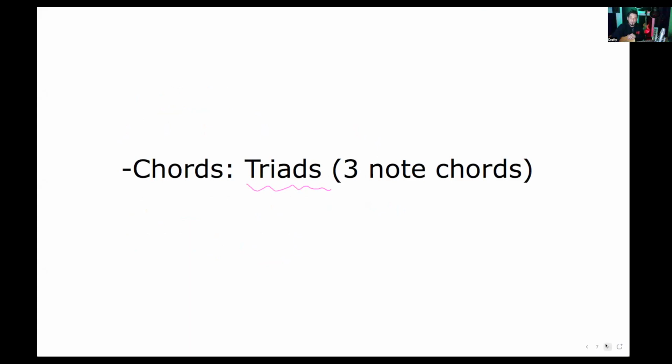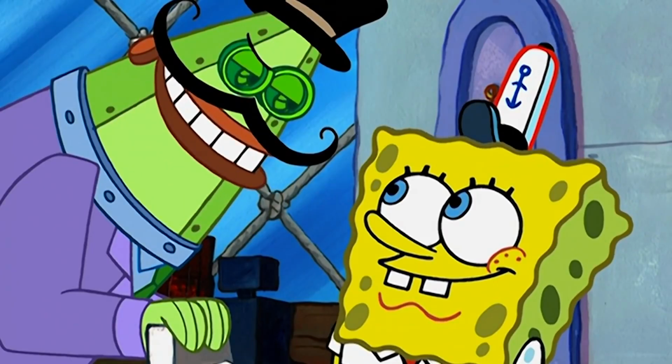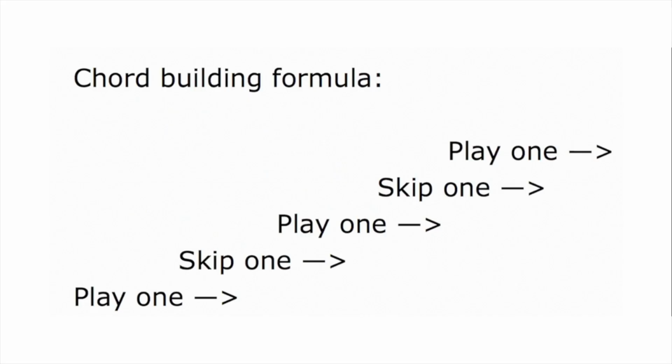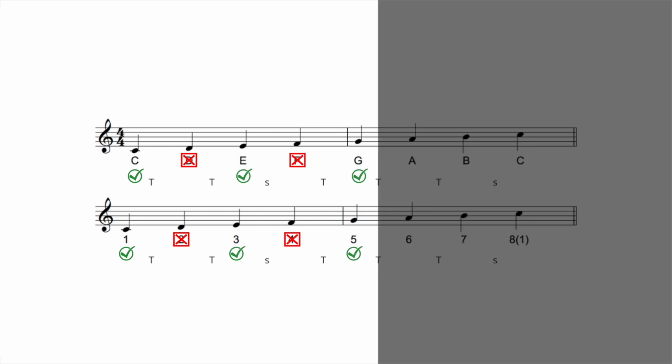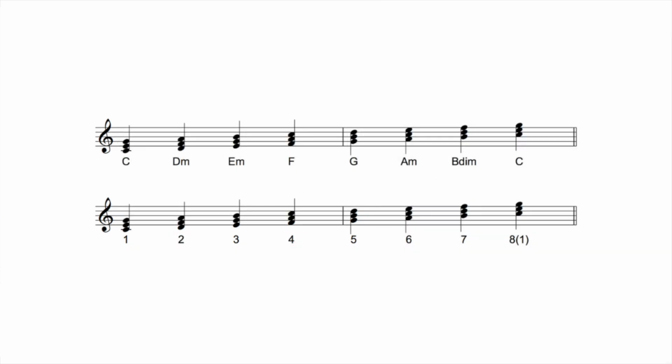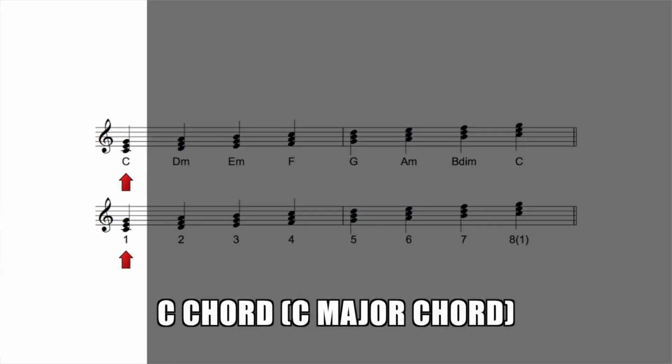Now, there's a formula to that. What is the Krabby Patty secret formula? You play one, you skip one, play one, skip one, play one. See how I've displayed it? We're at the bottom and then we're moving up. Basically, if I play one, skip one, play one, skip one, and then play one, and then put them all together, we get what's called a C chord. Just saying the letter name infers that it's a major chord, the happy sounding one.